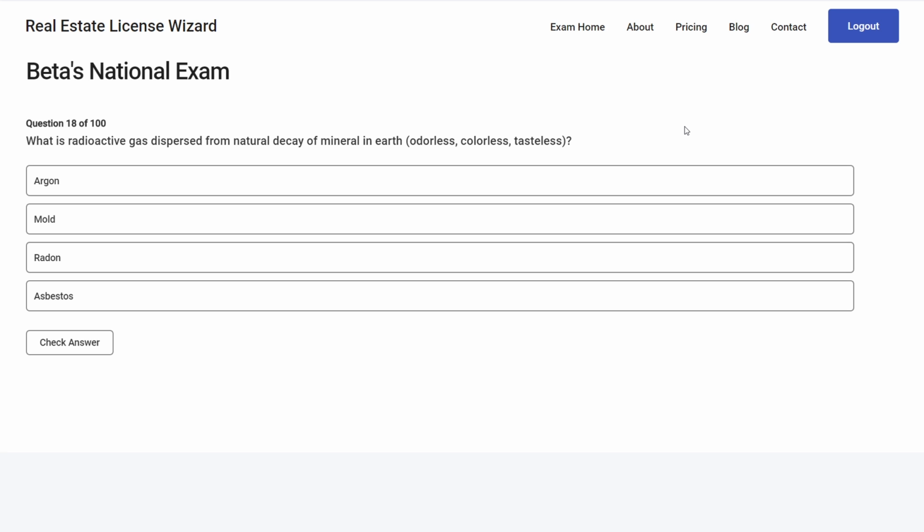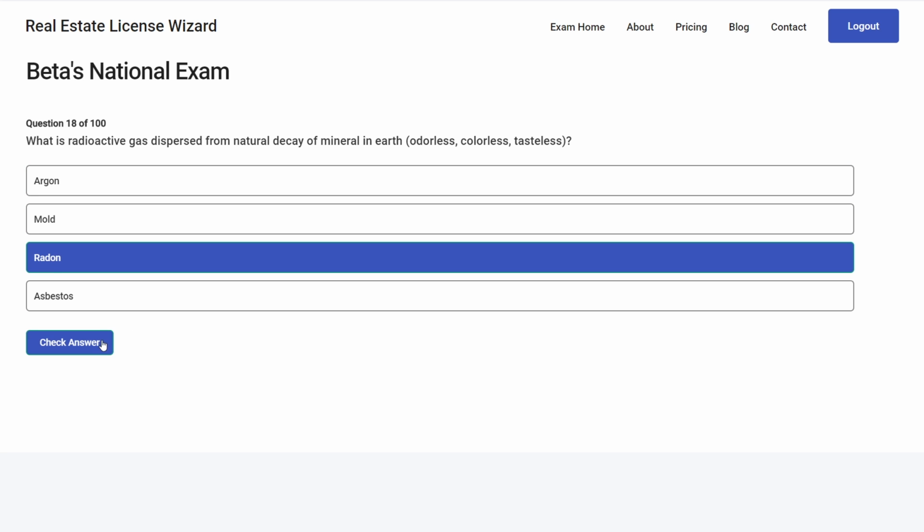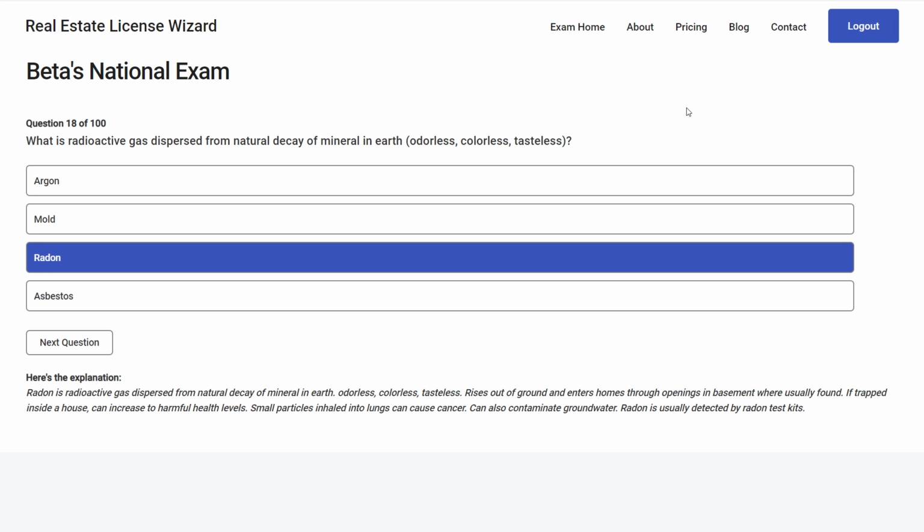Alrighty. So the correct answer for this one is radon. Yes, radon. Radon is the radioactive gas dispersed from natural decay of mineral and earth, and it is odorless, colorless, and tasteless. It rises out of the ground and enters the home through openings in a basement.